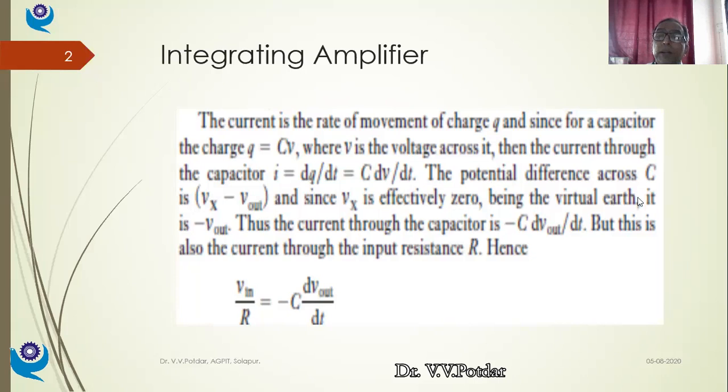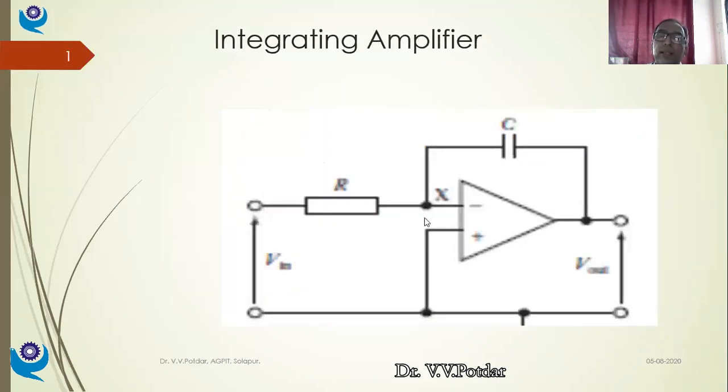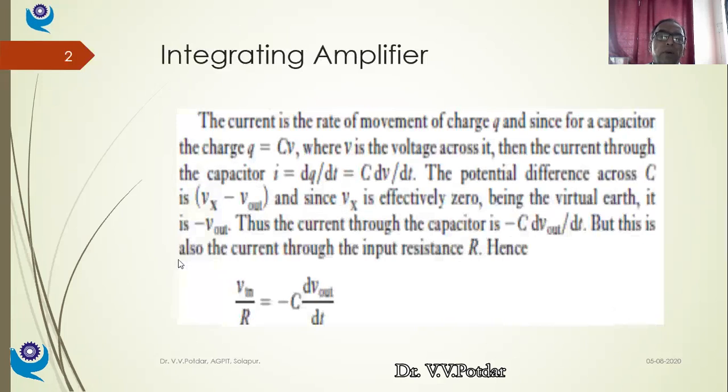The potential difference across C is virtually zero because of the high impedance device. There is no current passing through it, so Vx is equal to 0. Since Vx is effectively 0, being the virtual earth, this V is nothing but minus V out. The current through the capacitor is minus C dV out by dt. But this is also the current through the input resistance.